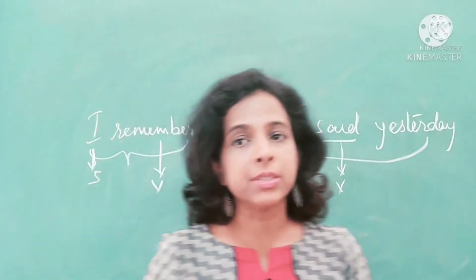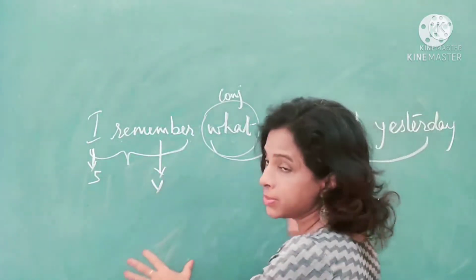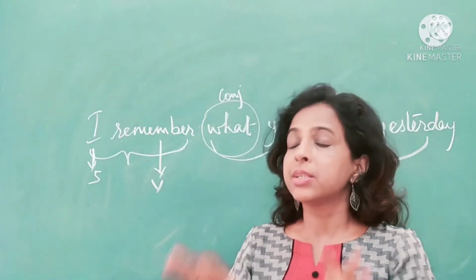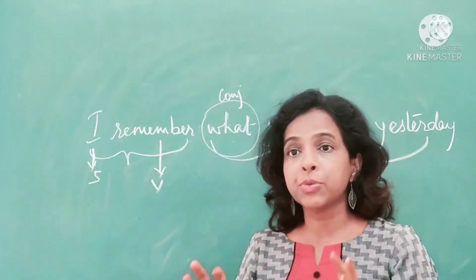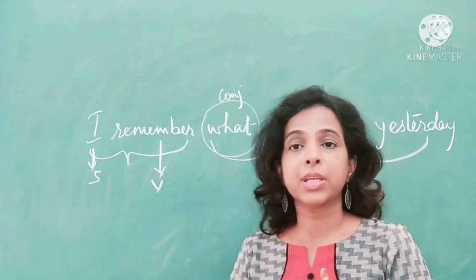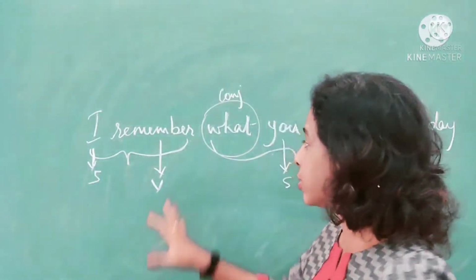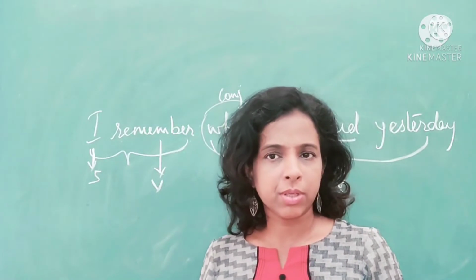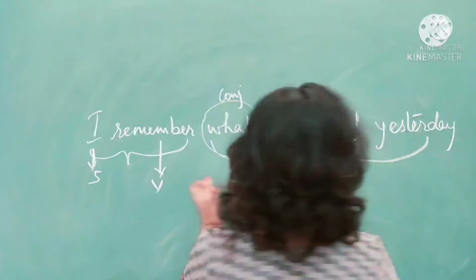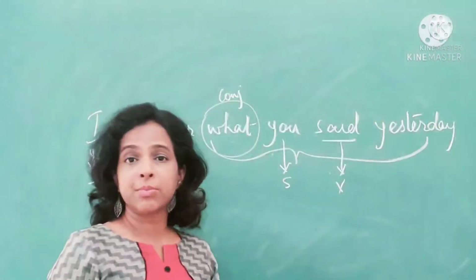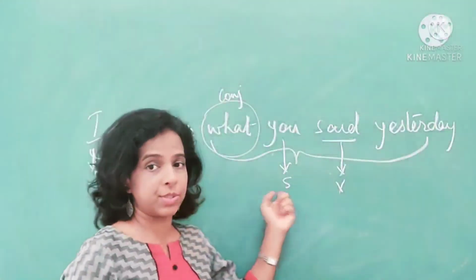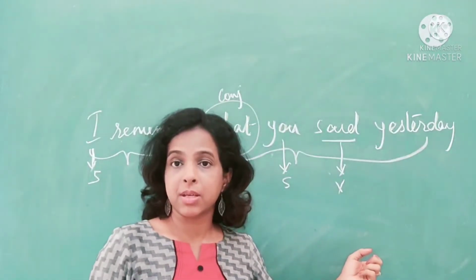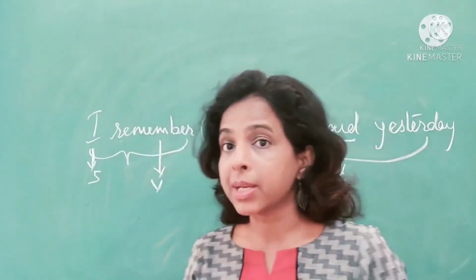Now if you notice, both these two clauses by themselves separately do not give you much information. It does not completely give you information in totality. For example, if I say I remember, it's not complete information. I remember what? It's incomplete. Or if I say you said yesterday, that too doesn't make sense. But it does have a subject and a verb. But it is not a sentence because it does not make complete sense.